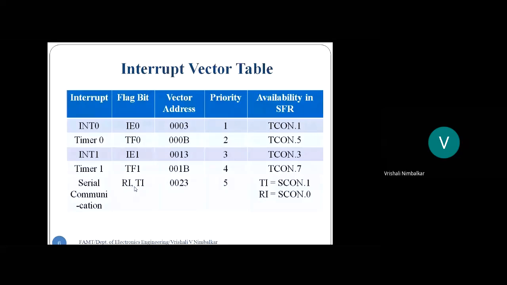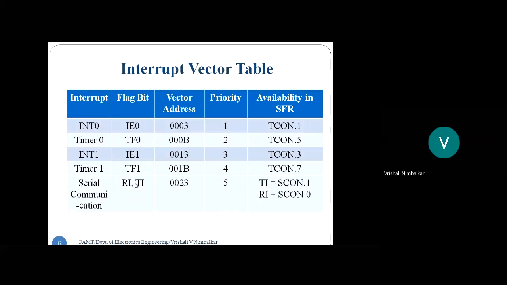Correct? IE0 indicates the INT0 interrupt has arrived. TF0, the timer 0 interrupt has arrived. IE1, the INT1 interrupt has arrived. TF1, the timer 1 interrupt has arrived. RI and TI, the serial communication interrupt has arrived. So these are the corresponding flag bits and we have seen all of them.